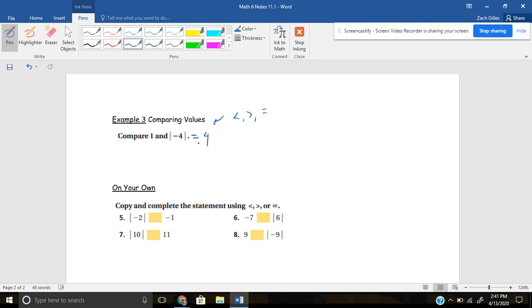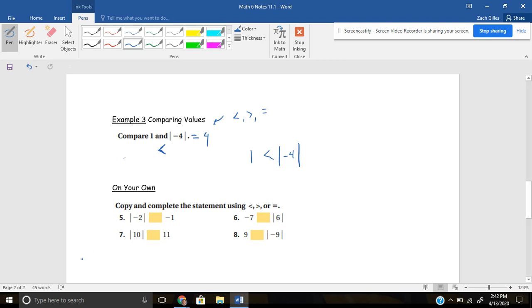So I would say that Pac-Man would eat the 4 because 4 is greater than 1. So my final answer here would have 1 is less than the absolute value of -4. Okay. Go ahead and pause for 5, 6, 7, and 8.